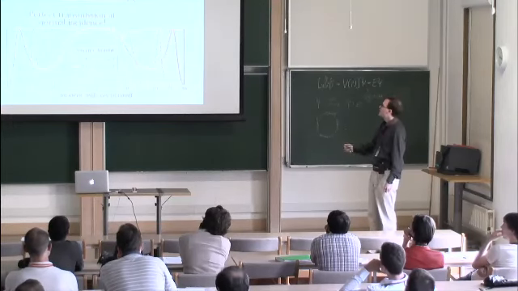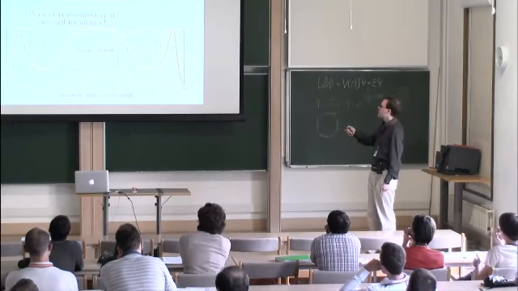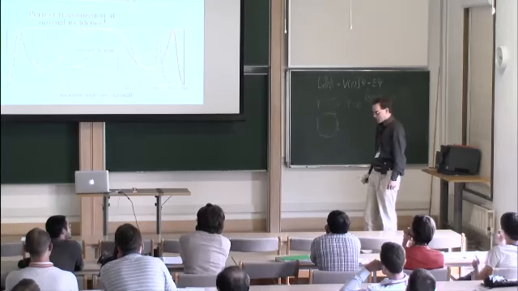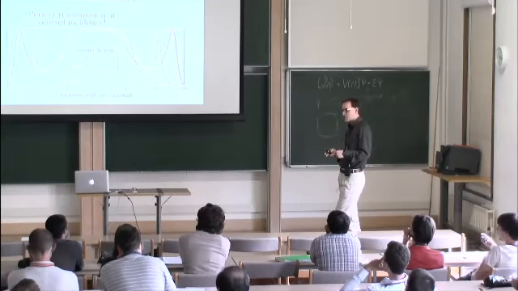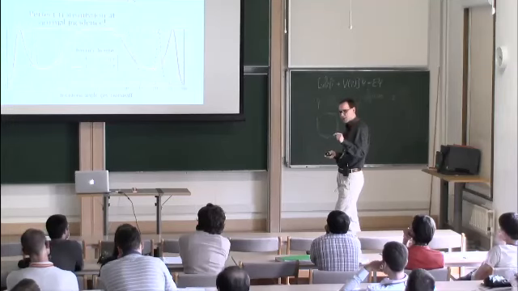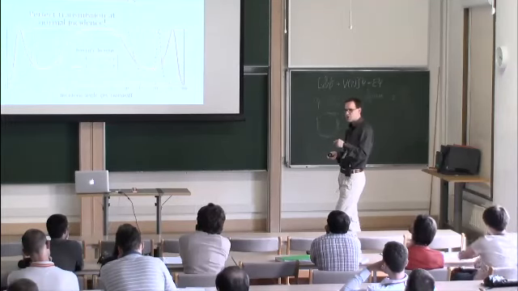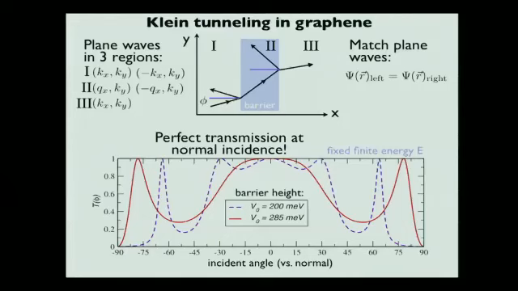Okay? And just one remark about the calculation. Usually for the Schrödinger equation, at the boundaries between the regions, you would match both the wave function and the gradient of the wave function. Here we are dealing with a Dirac equation. You only have to match the wave function. Only the wave function has to be continuous. That is all you can demand for this first order equation.